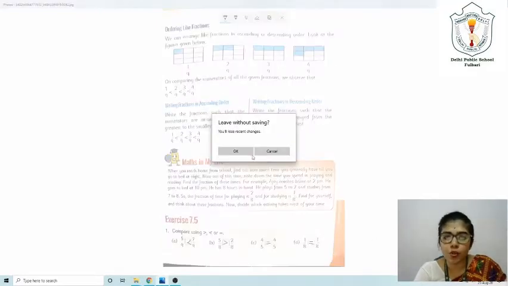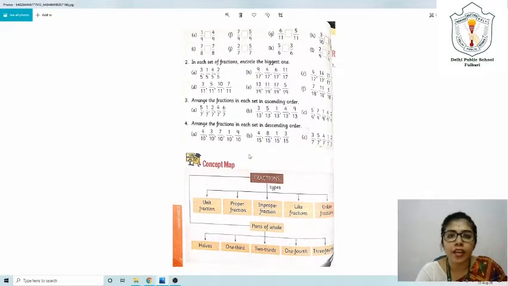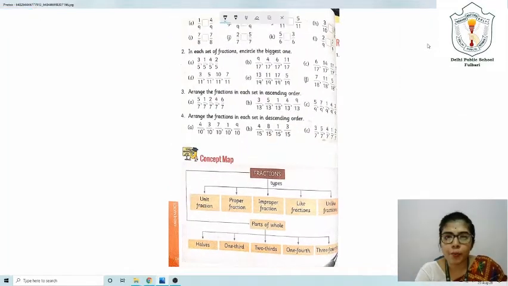So now let us move to the next page. We have page number 24. Here I have it for you. So on page number 24, in the same way we will do 1 by 9 and 4 by 9.